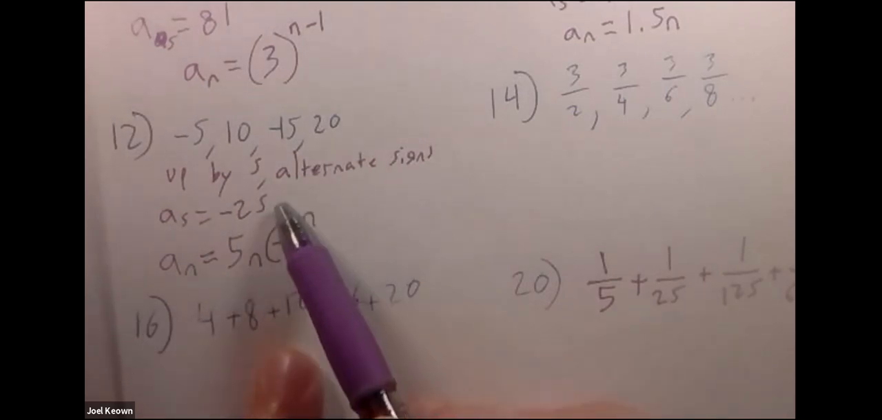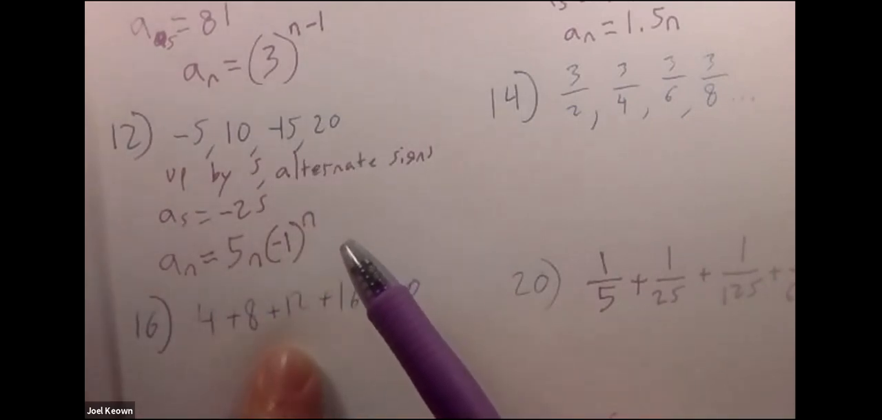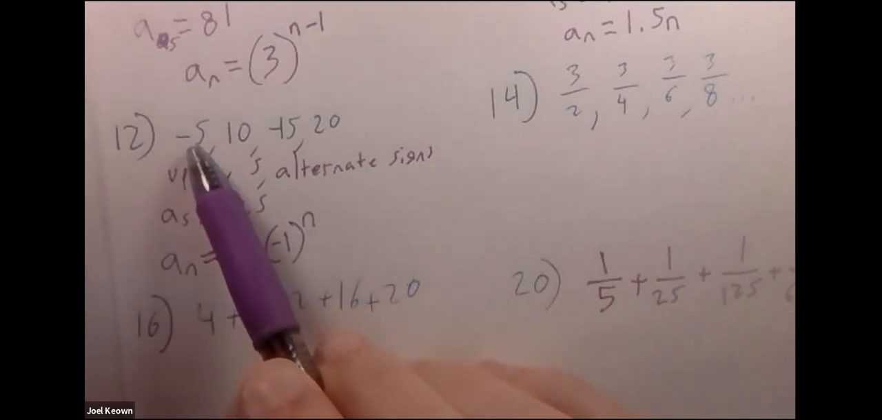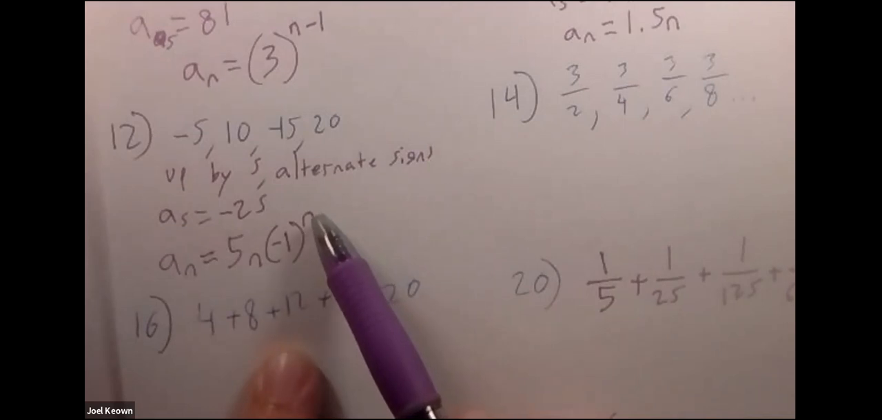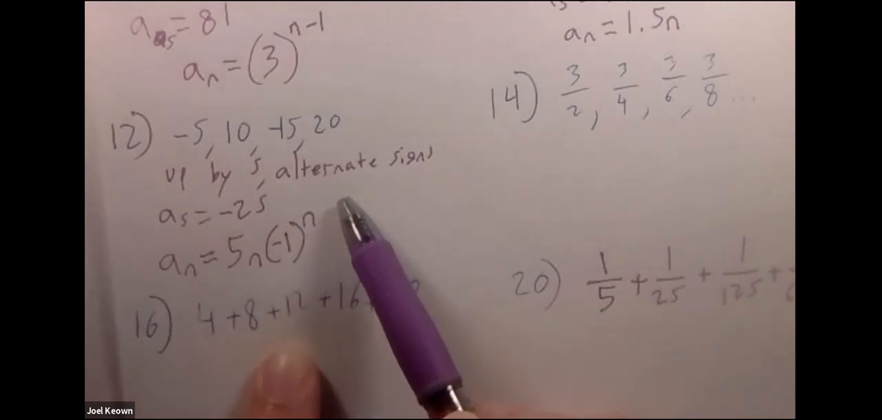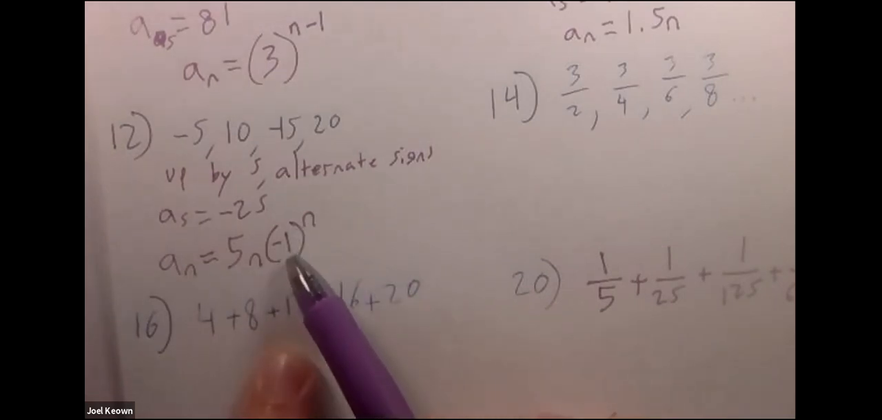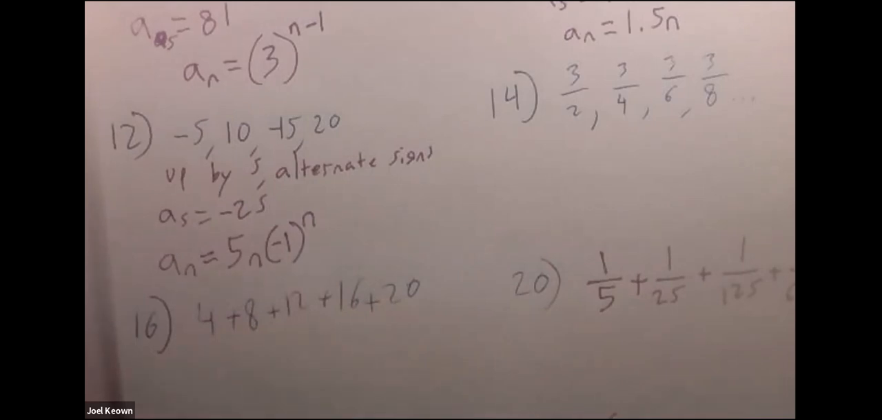So I use this whenever I want my signs to alternate, but I don't want to change the value. Let's say, though, I wanted to start at a positive and go positive, negative, positive, negative. Well, all I would have to do is say n minus 1, or even n plus 1. Doesn't really matter. And that would give me alternating signs starting at positive.